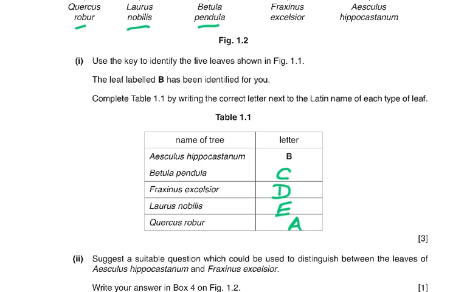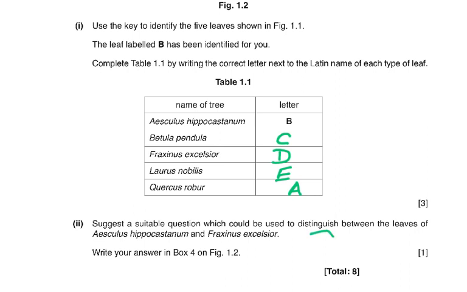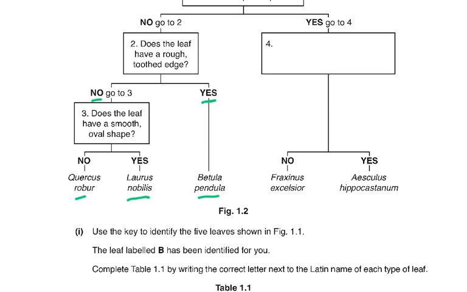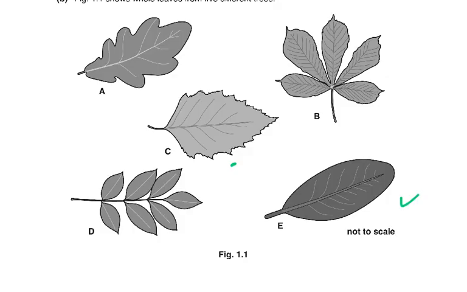Then it says suggest a suitable question which would be used to distinguish between the leaves of Aesculus and Fraxinus. Write your answer in box 4 on figure 1.2. So box 4 here, you have to give something to differentiate. There's a whole lot of answers which you get. Does the leaf have only 5 parts? Or you could say, does the leaf have less than 7 parts? Or, do the leaf parts all join at one place?